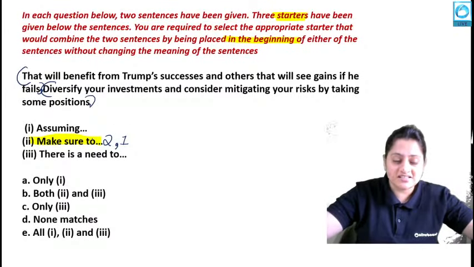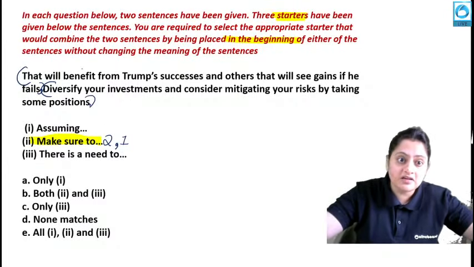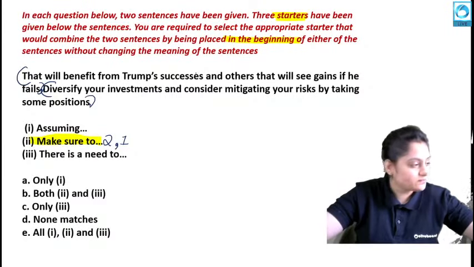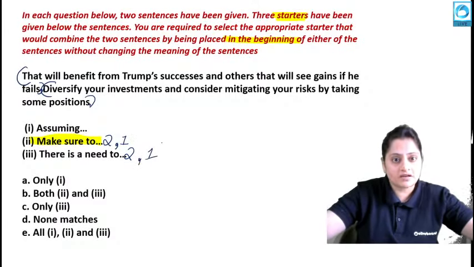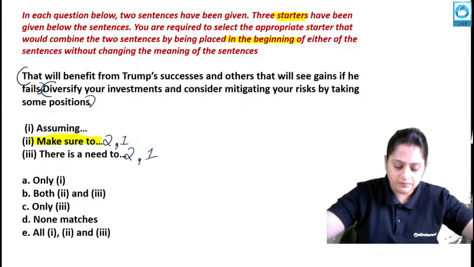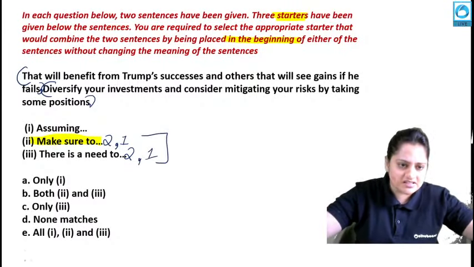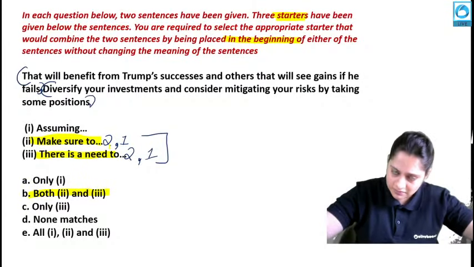Okay, so you are suggesting something. Make sure you do this. Make sure you diversify your investment, that will benefit from Trump successes. Okay, also now we will check the next one, the third phrase also. There is a need to, can I write there is a need to diversify your investment and consider mitigating your risk by taking some positions that will benefit from Trump successes. Definitely making a point. Okay, both of these, if I start my sentence with both of these phrases 2 and 3, and then I combine by writing second statement and then the first statement, it is definitely making sense.